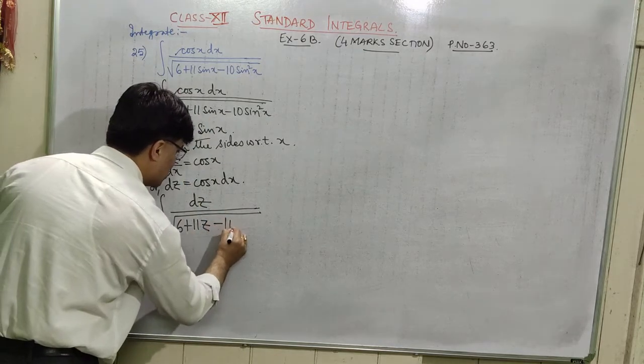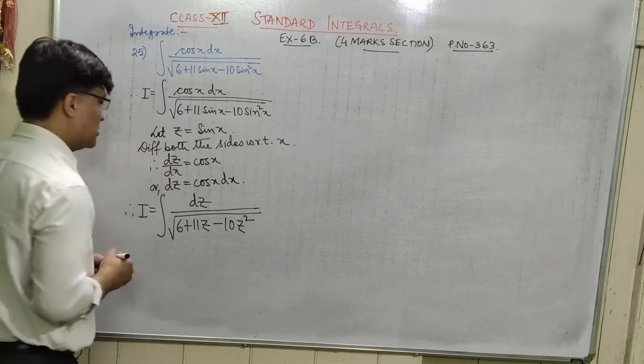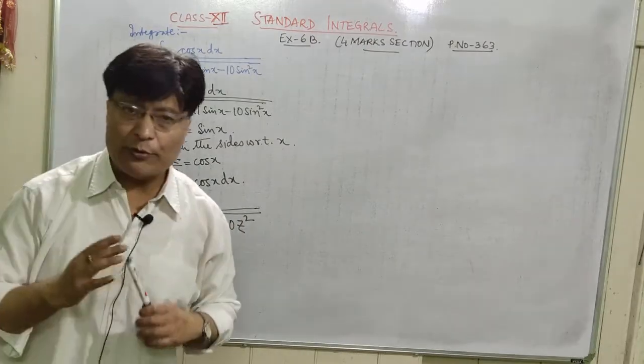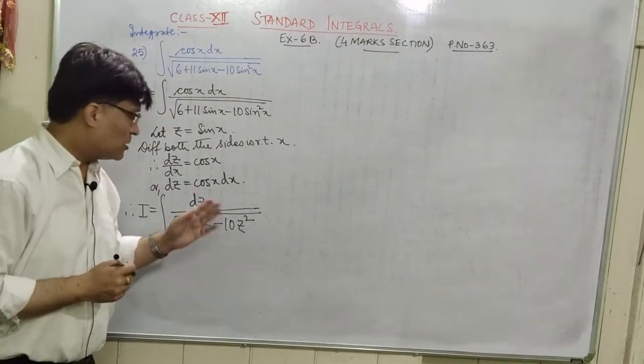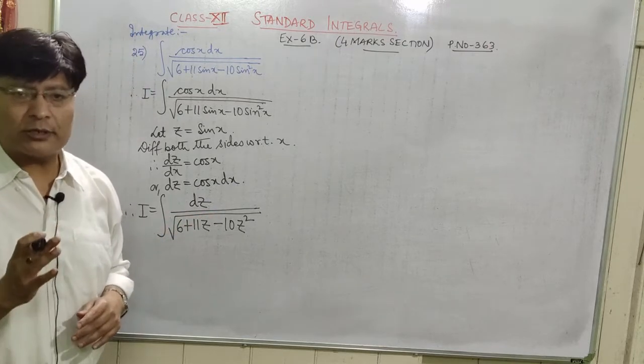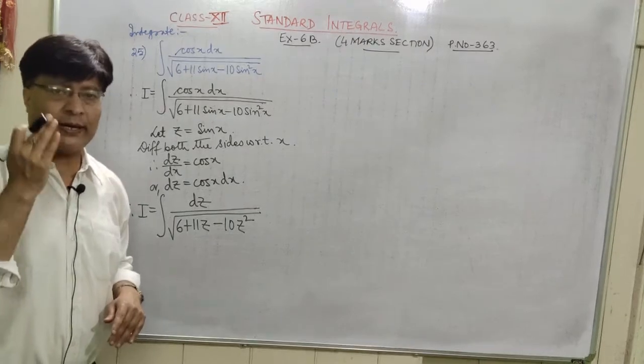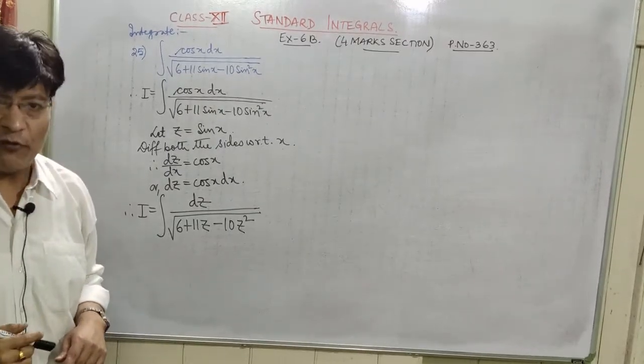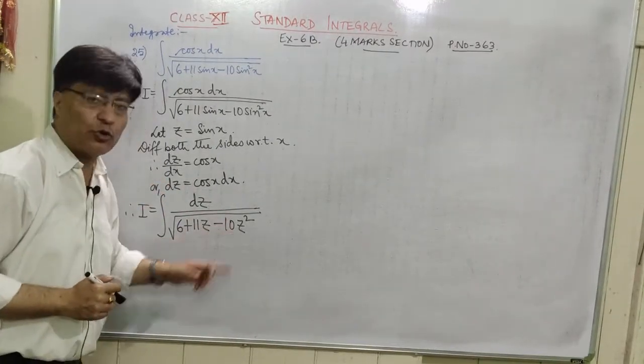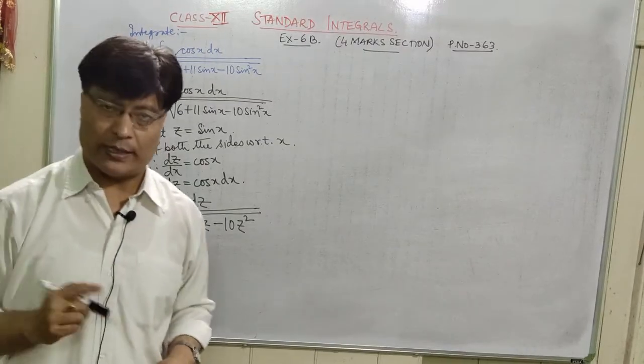And minus 10z square. Is it clear to all of you? So now you can convert into standard form. Since the expression is under the square root and the coefficient of z square is negative, don't factorize it. Just convert it into perfect square and convert it into standard integral form. So before that, make the coefficient of z square positive 1.